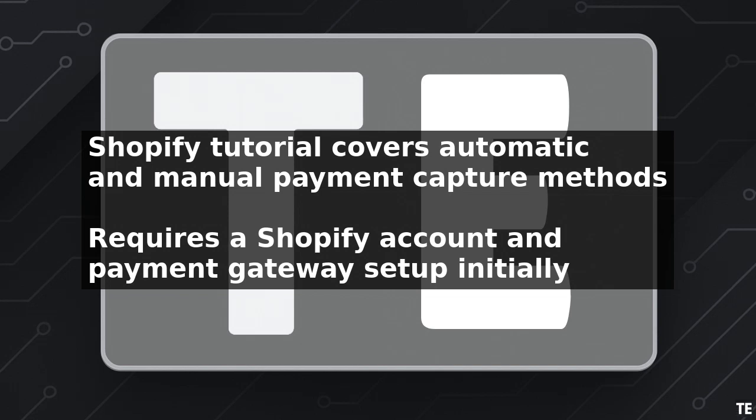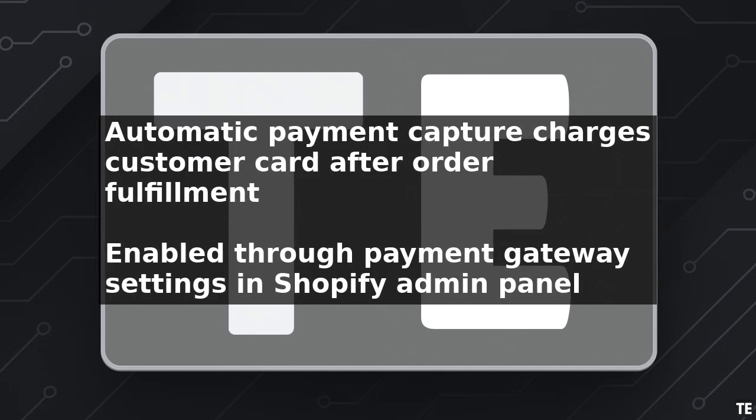To enable this, go to your Shopify admin panel and navigate to Settings, then Payments. Here you will see a list of your active payment gateways. Click on Edit for the gateway you want to enable automatic capture for. In the payment gateway settings, look for the option to capture payment automatically. This option may be labeled as Capture Payment Automatically or Auto Capture. Check the box to enable this feature and save your changes.